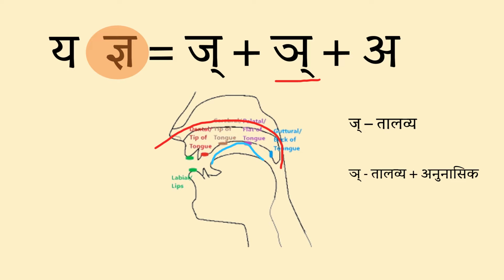Talavya ja, and Talavya plus Anunasaka nya, and then a. Note that the pushing of the air through the nose happens just before pronouncing the a; we are not using an Anunasika sound there. It is a simple sound. There is no nose involved there. So yajna, yajna. This is the pronunciation technique, if we know the position of j and nya. Yajna.